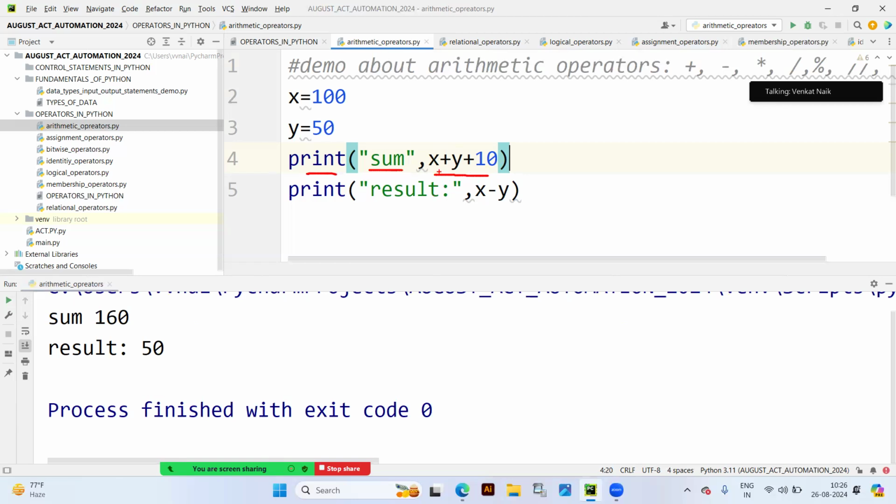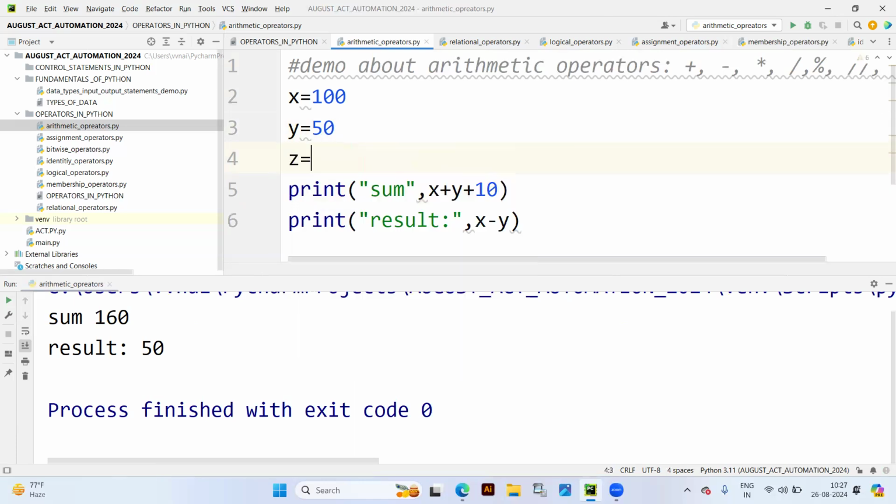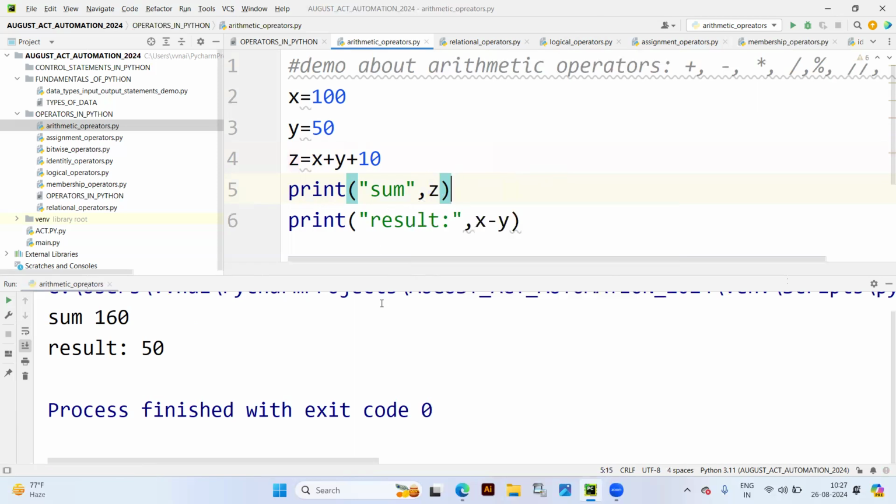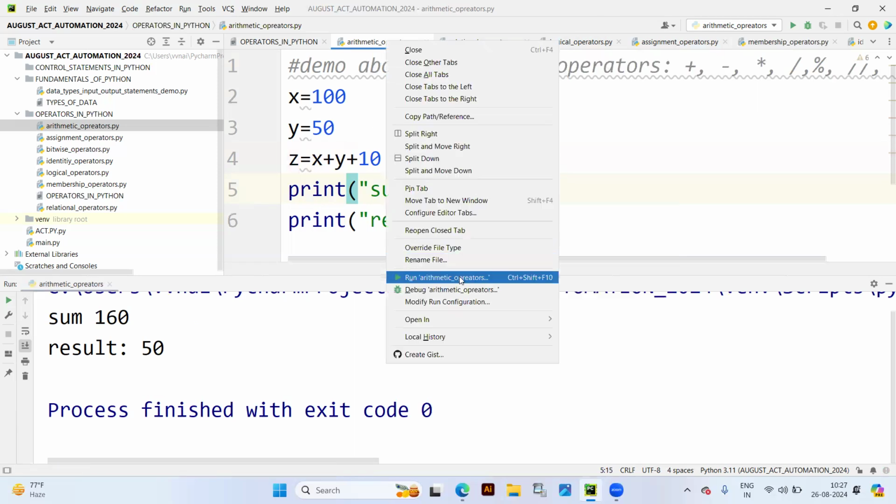The complete x plus y plus 10 can also be specified here. Z is equal to x plus y plus 10, and that Z is holding the current value, right? That can be specified here. So these are the ways to write a program. Yes or no? Right.